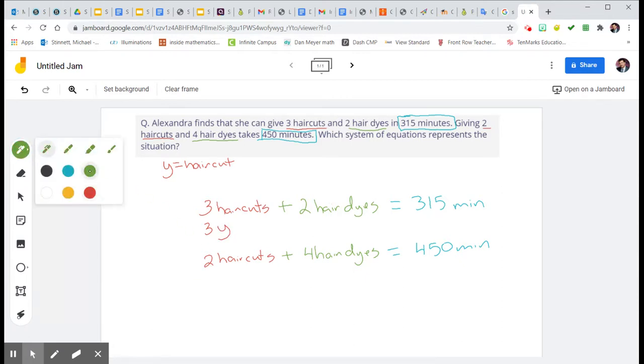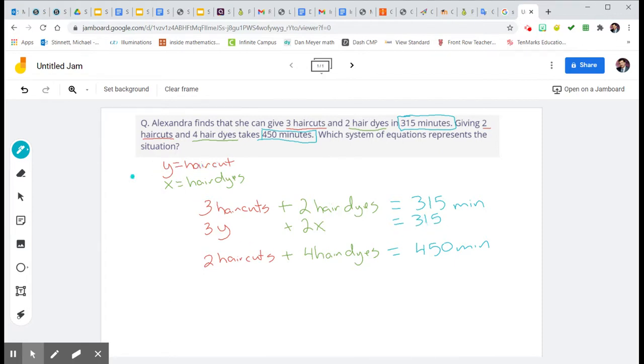And then instead of hair dyes, I'm going to say X represents hair dyes. Okay, so instead of plus 2 hair dyes, I'm going to say plus 2X, because X are hair dyes. Okay, and then it equals 315. Right? And I don't need to put the minutes because if we change this to variables, these are units, so we don't have to worry about this, okay? So then if we were looking at this as an equation, this would be 3y plus 2x equals 315, okay?